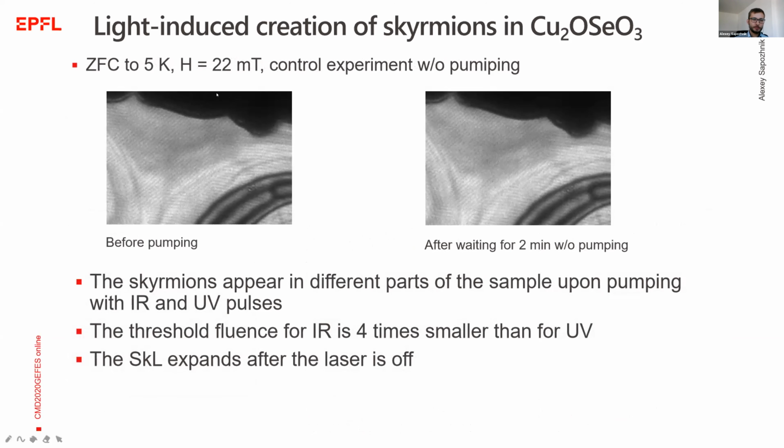To perform a control experiment, the sample was zero field cooled to 5 Kelvin, and the magnetic field was applied following the same protocol. However, there was no pumping, and after waiting for 2 minutes without pumping, the sample was still in a helical state, so no skyrmions were observed. To summarize the results of this experiment, the skyrmions appear in different parts of the sample when pumped with infrared and UV pulses. Also, the threshold fluence for infrared is 4 times smaller than for UV, and the skyrmion lattice expands after the laser light is off.